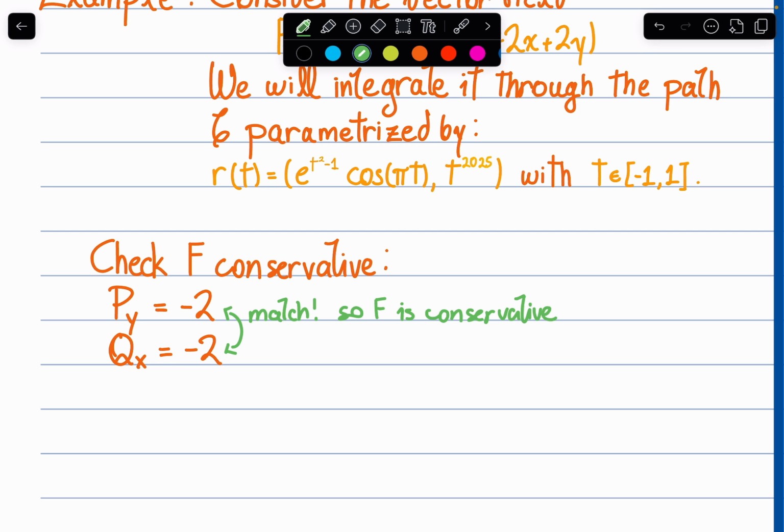The fundamental theorem of line integrals tells us that the integral of a conservative vector field depends only on the starting and ending points of the path in question. And the result is the potential function of the field evaluated at those endpoints. So first, we will find a potential function.